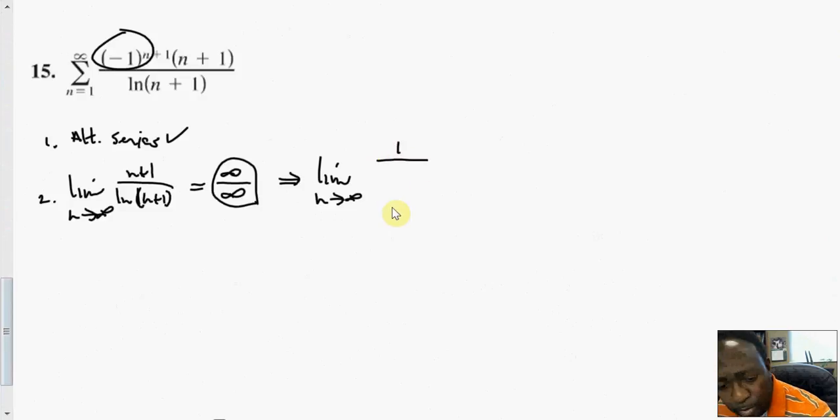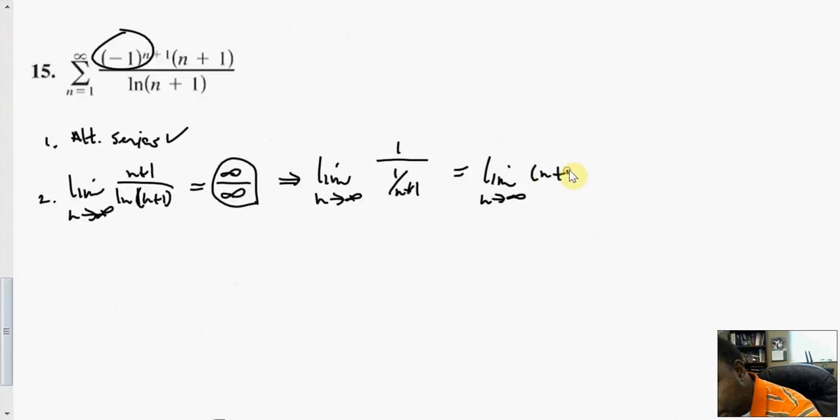The derivative of the numerator is 1. The derivative of our denominator is 1 over n plus 1. This is the limit as n goes to infinity of n plus 1, and this is infinity. And so, if that is the case, here we have divergence.